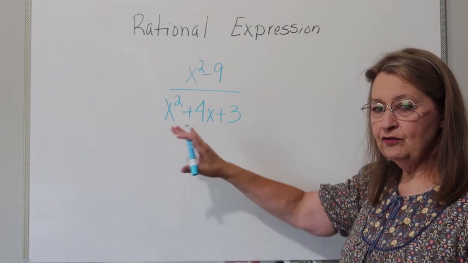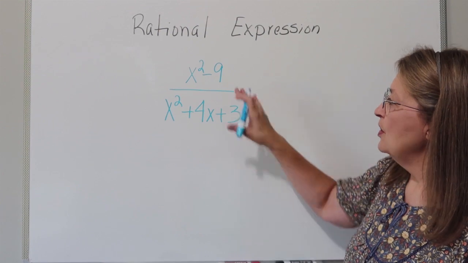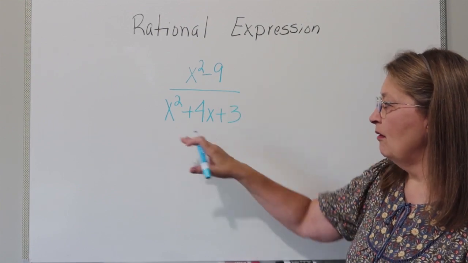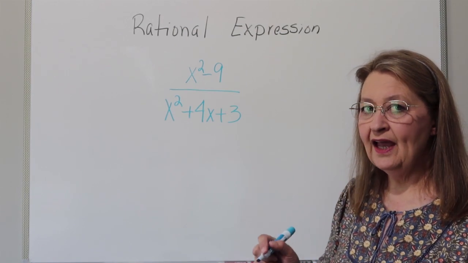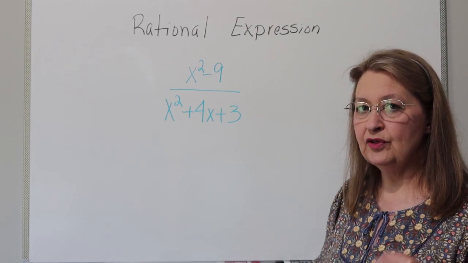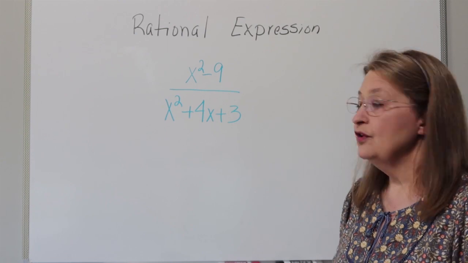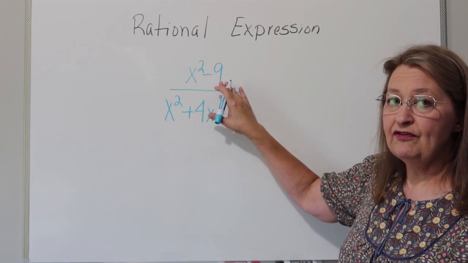This is more along the lines of what we're going to be looking at in the section. So I have x squared minus 9 on the top, and I have x squared plus 4x plus 3 on the bottom. I know that the only thing I can do to simplify is reduce by factors. So the first thing I'm going to do is change this into factors.